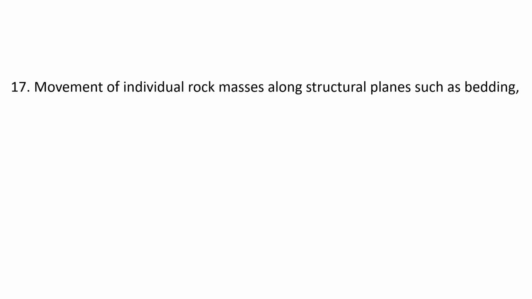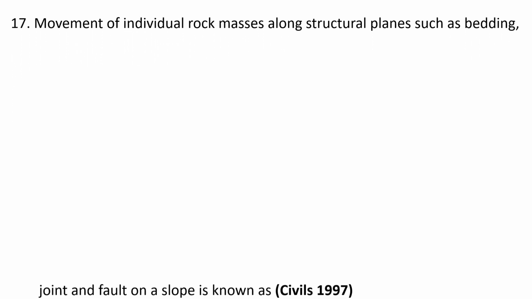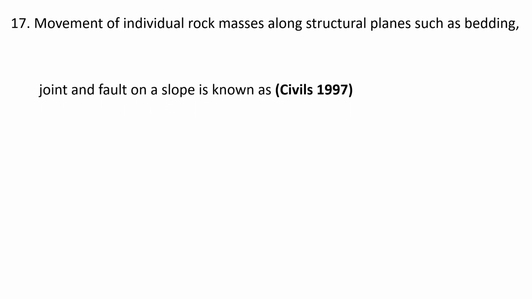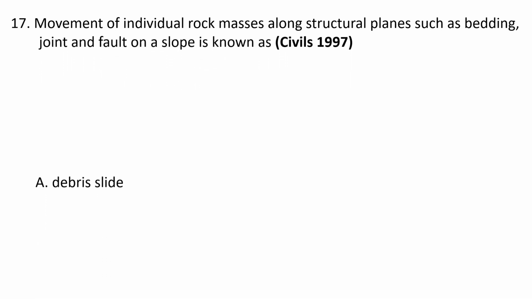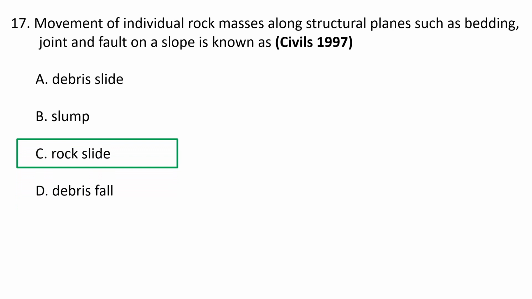Next question. Movement of individual rock masses along a structural plane such as bedding, joint and fault on a slope is known as A. Debris slide, B. Slump, C. Rock slide, D. Debris fall. Correct answer is C. Rock slide.